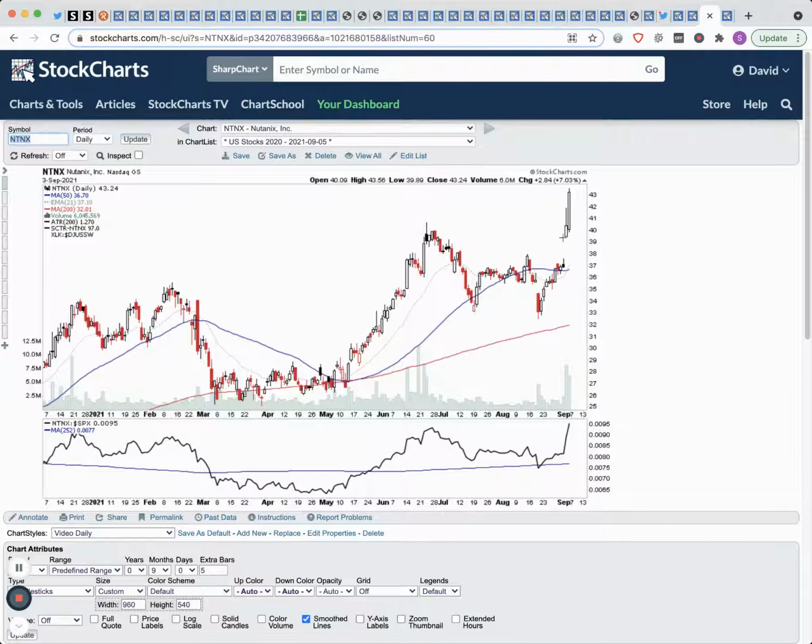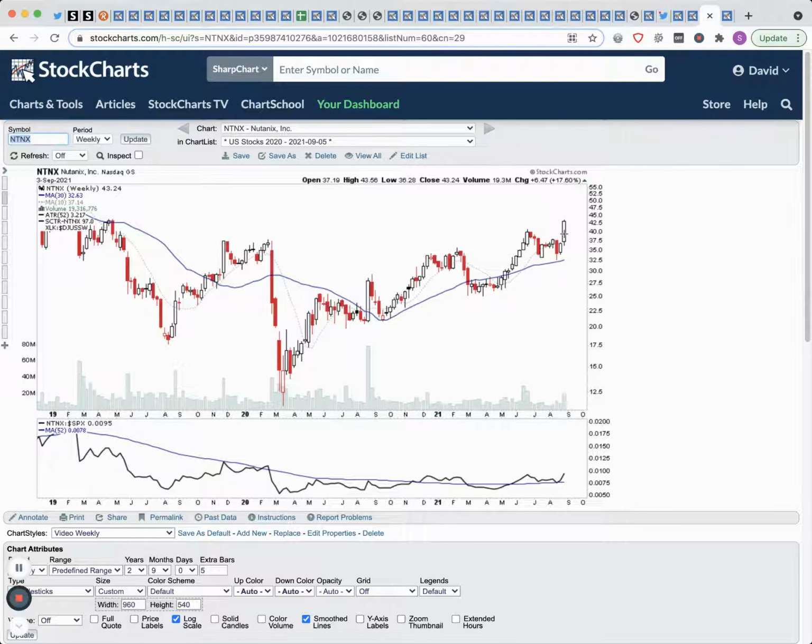NTNX is another one. We had another buy earnings gap type move and a fishhook type really strong follow through on Friday. So that one's also interesting. I think if we look at that on the weekly chart, you can see that was a stage 2. It's already in stage 2, but a stage 2 continuation breakout on that one.